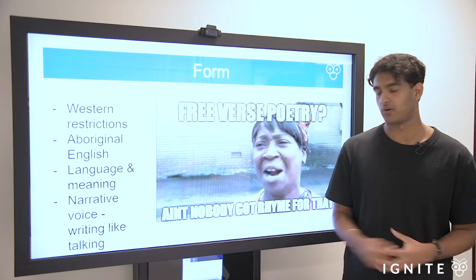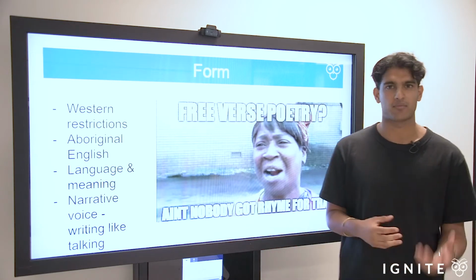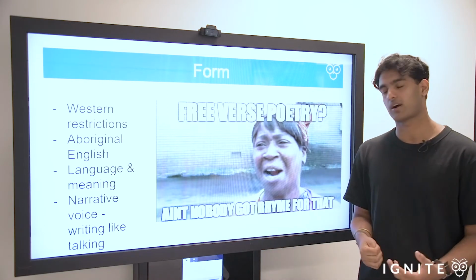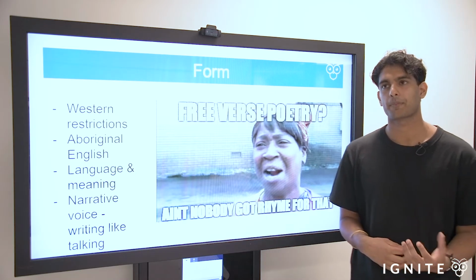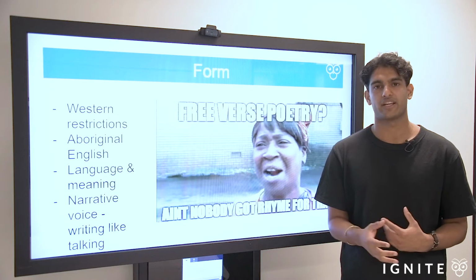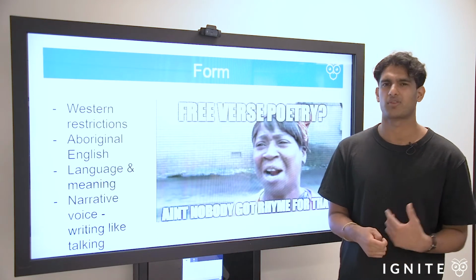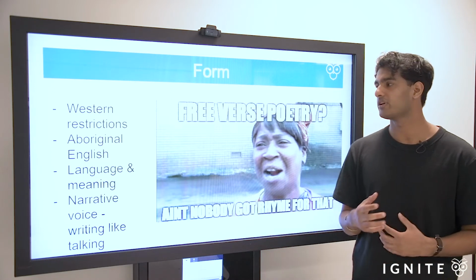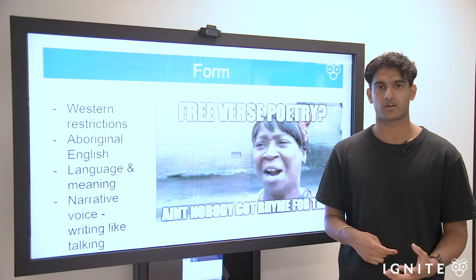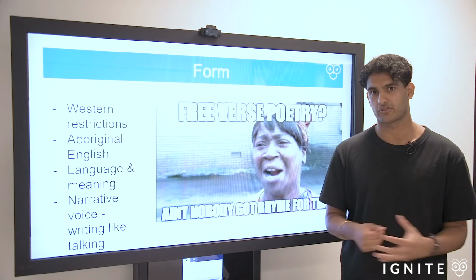Another aspect of the form is Eckermann's use of Aboriginal English. She herself describes Aboriginal English as a source of humour and wisdom and an effective way to understand how Aboriginal people relate to the language and how they themselves can craft their own language that reflects their own culture and reflects their own values as Aboriginal people.